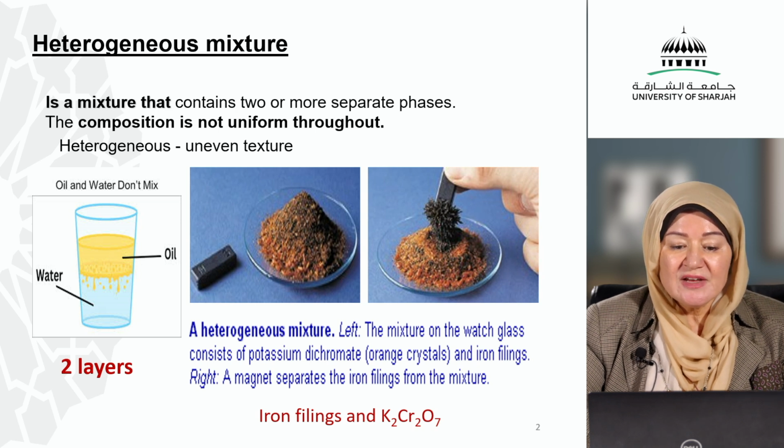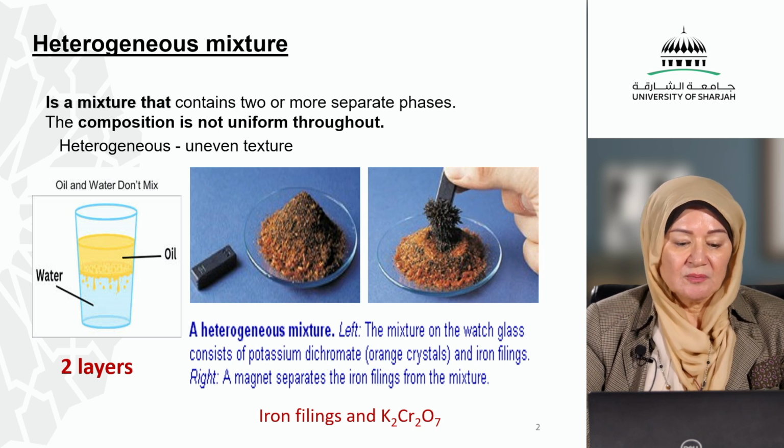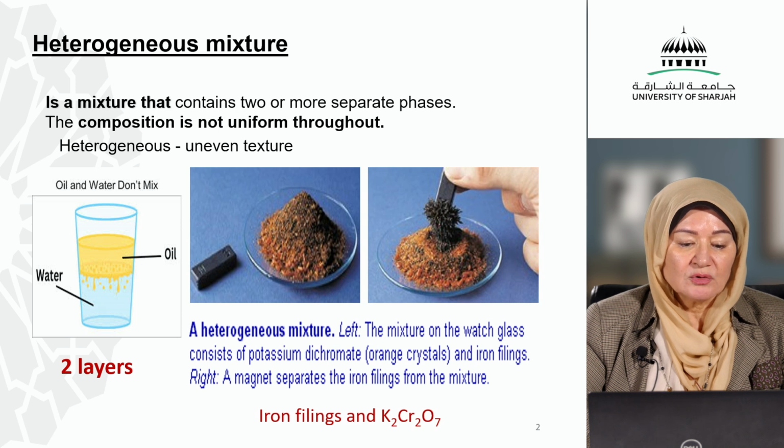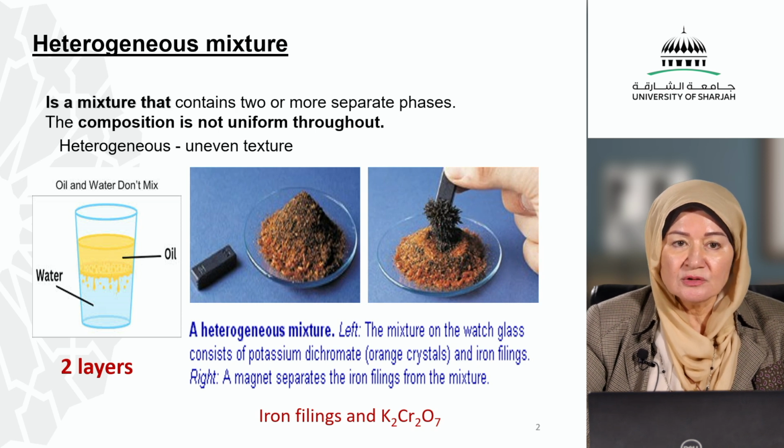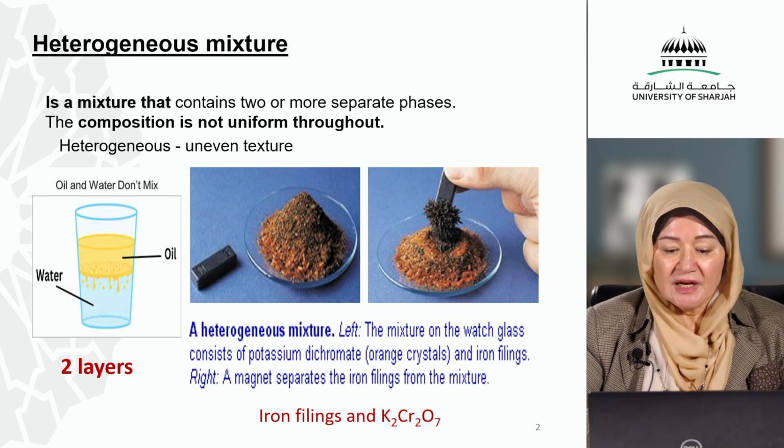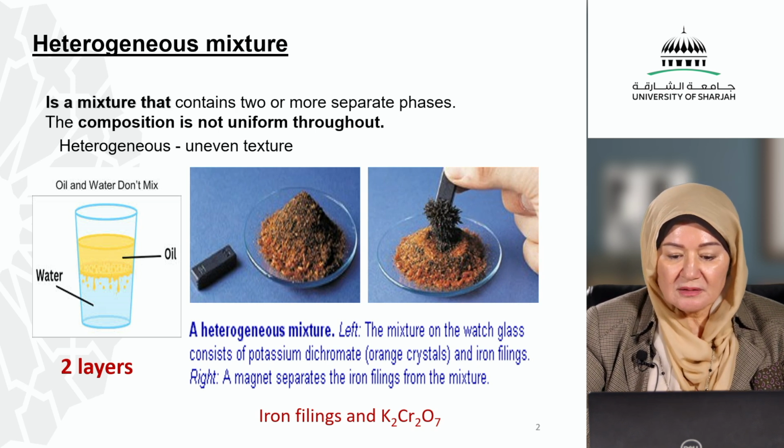Heterogeneous means an uneven texture. For example, here I have 2 layers of water and oil. They don't mix together. Here I do have another example of iron filings with potassium chromate.